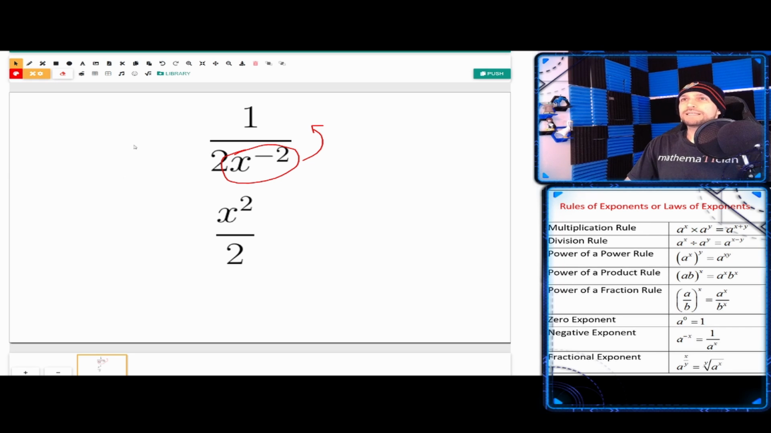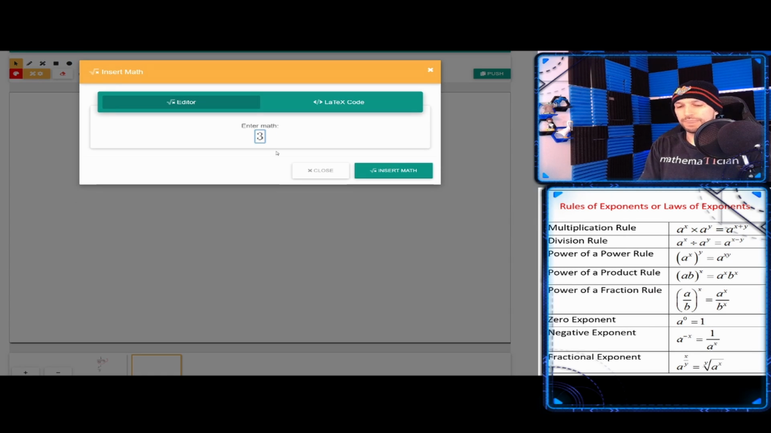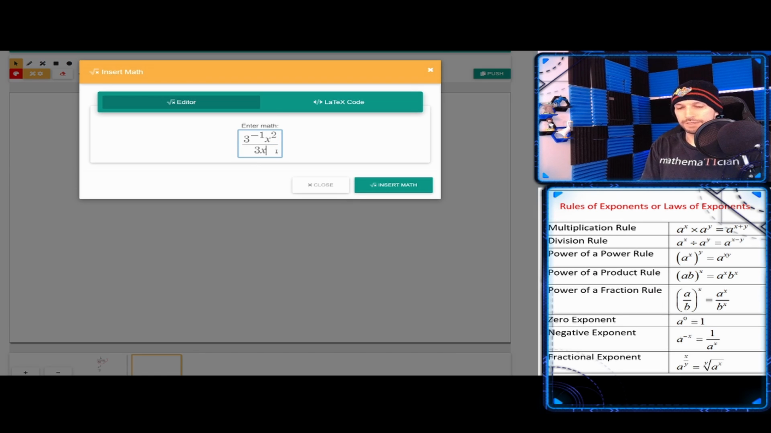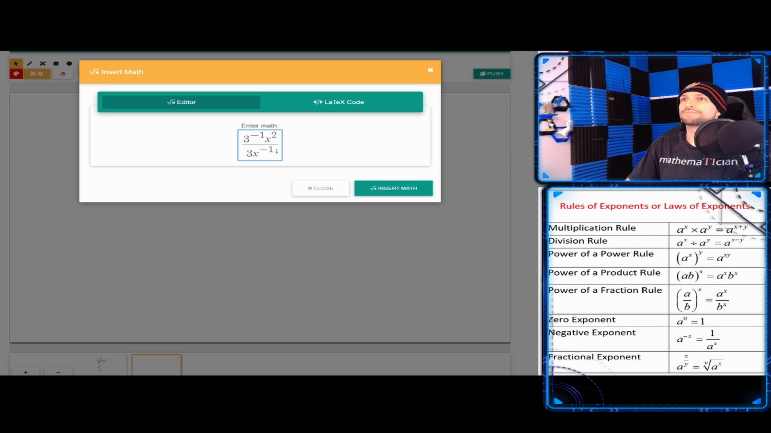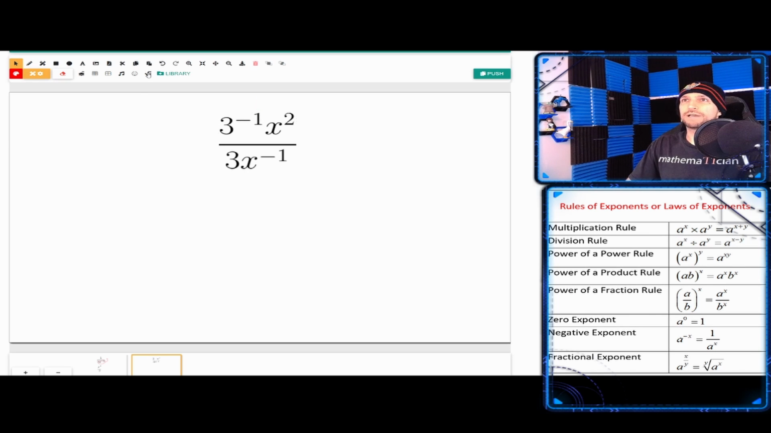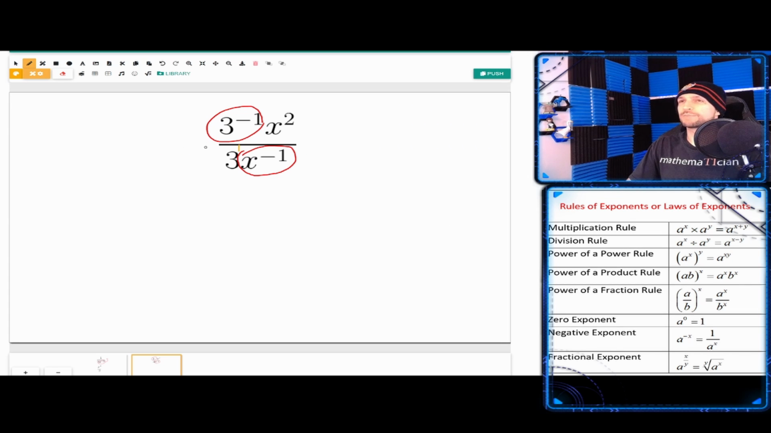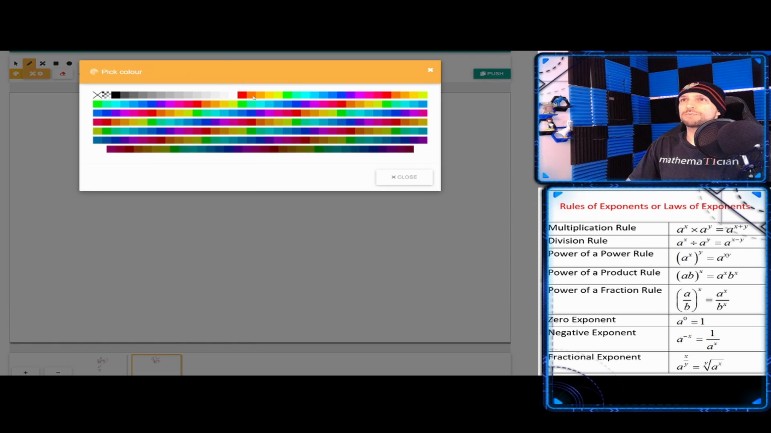Let's do an easy example of this with a little bit more complexity. Say we have a coefficient 3 to the negative 1 x to the 2 over 3x to the negative 1. Alright, so first thing I'm going to do is identify my negative exponents. I've got a negative exponent here, got a negative exponent here. If it helps, we can put a 3 to the first power here since we didn't have an exponent on that 3. So these both need to move.